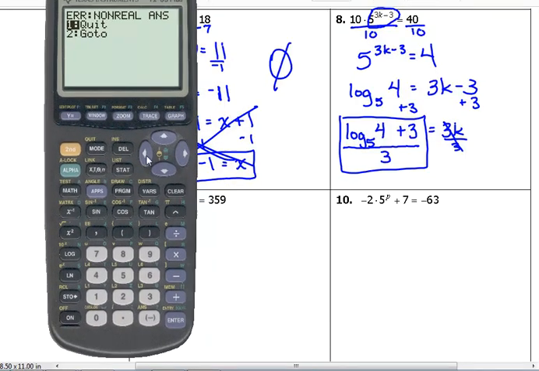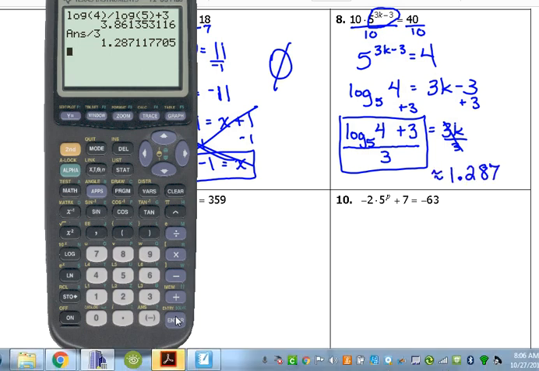So let me show you how to get the approximate answer. You got to be careful when you type this one in. Log of 4, close the parentheses, divided by the log of 5, close the parentheses, plus 3. I'm going to go ahead and press enter because I have to divide the entire thing by 3. So this is the easiest way to do that: put the top part in, press enter, and then divide by the 3 that was in the denominator. So this is approximately 1.287.